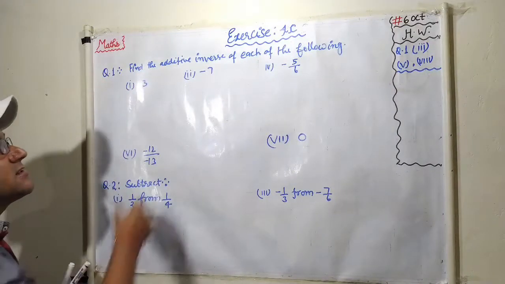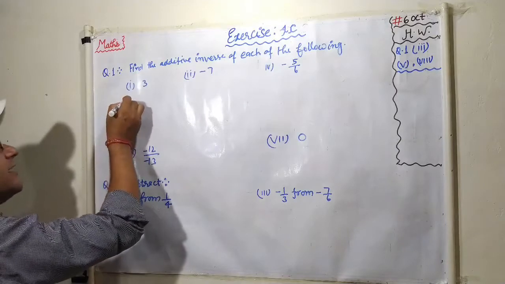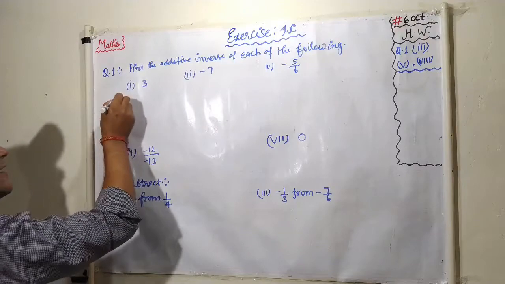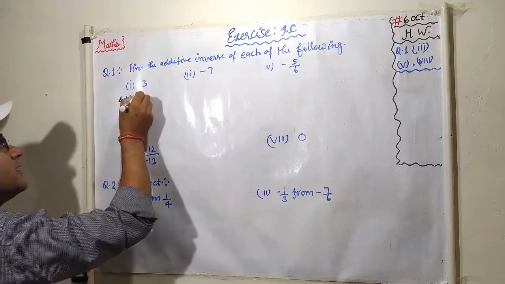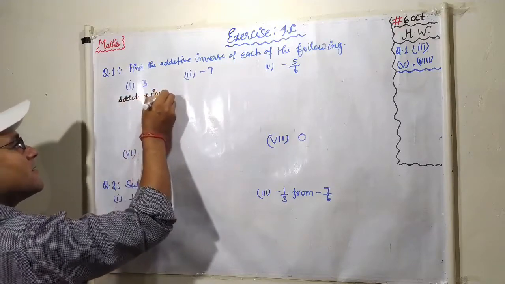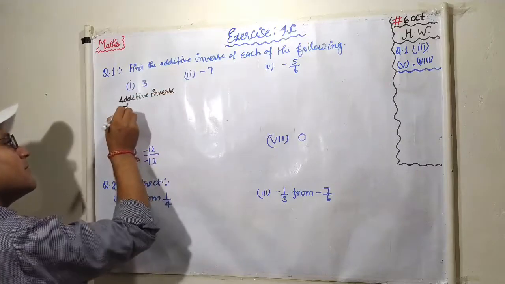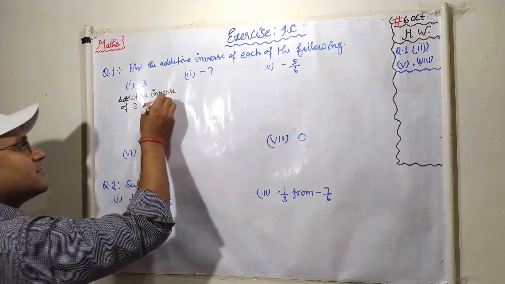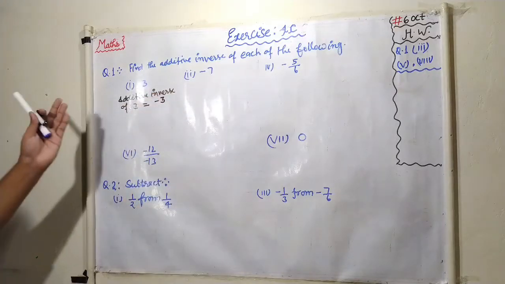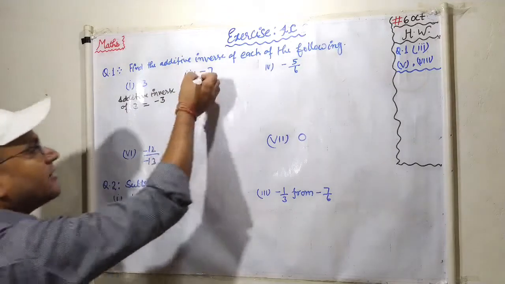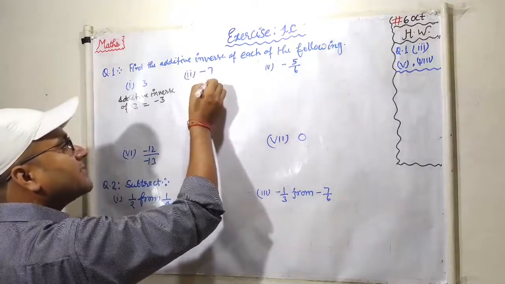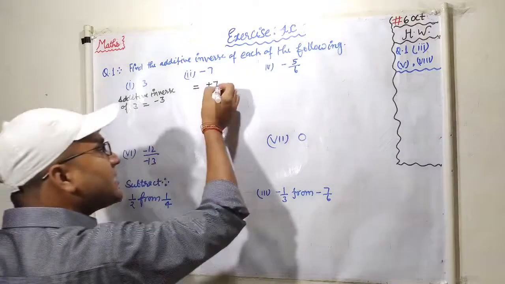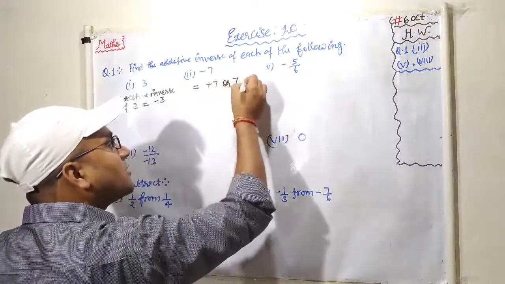Additive inverse means just opposite in sign. So what is the additive inverse of 3? Can you tell that? That is minus 3. Okay, additive inverse of 3, that is minus 3. So additive inverse of minus 7, that is a plus 7. But no need to write that plus. If you write only 7 or +7, both are correct.